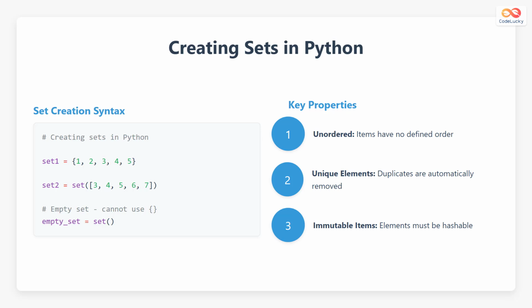It's important to know that to create an empty set, you have to use the set function, because using empty curly braces will create an empty dictionary instead. Sets have three key properties. First, sets are unordered, meaning the items inside have no defined order. Second, sets only contain unique elements, so any duplicates are automatically removed. Third, set elements must be immutable or unchangeable.